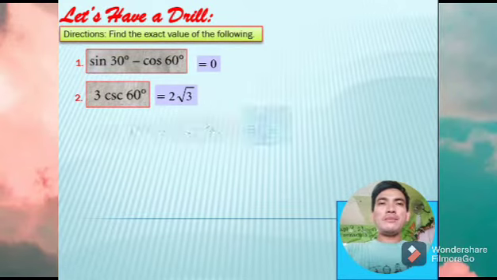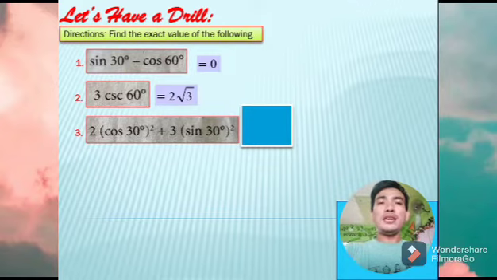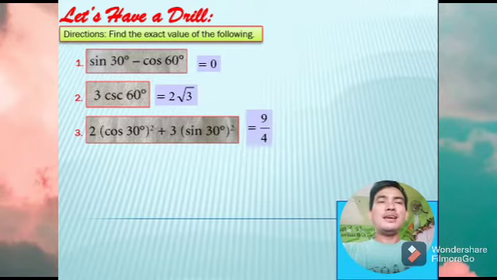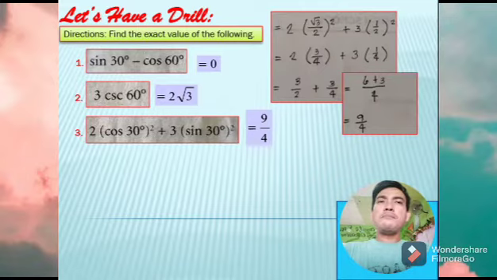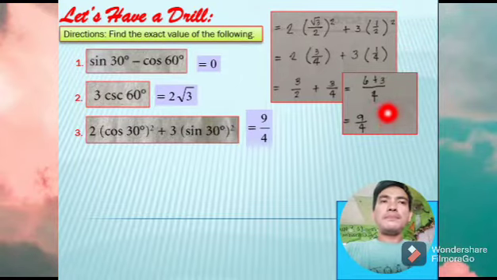Alright, so let's now have number 3. For number 3, twice the square of cosine 30 degrees plus thrice the square of sine 30 degrees. Okay, the answer is going to be 9 over 4. How? Let's find it out in our solution. Remember from our table that cosine 30 degrees is square root of 3 over 2, and sine 30 degrees is equivalent to 1/2. Then, as we simplify it, you would have 9 over 4. Is that clear?